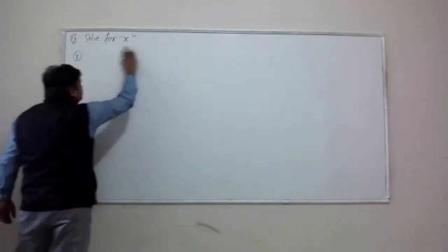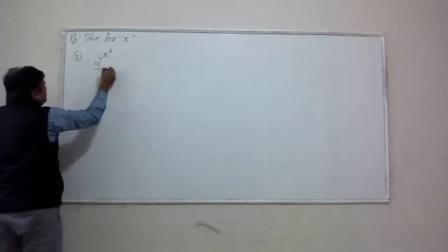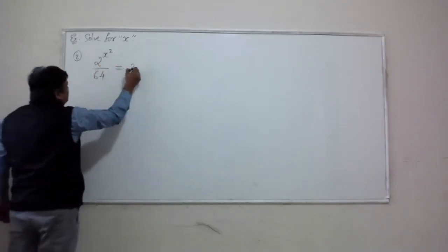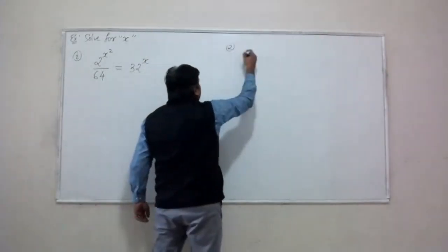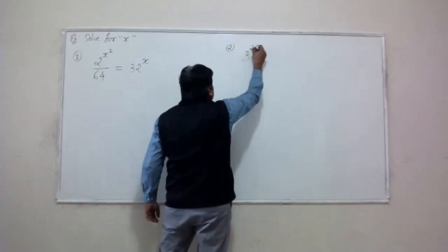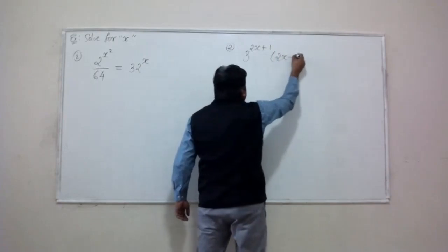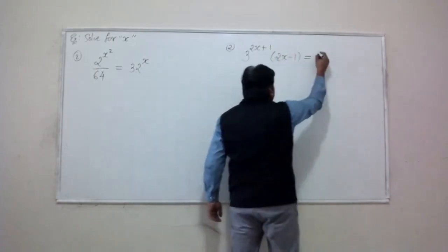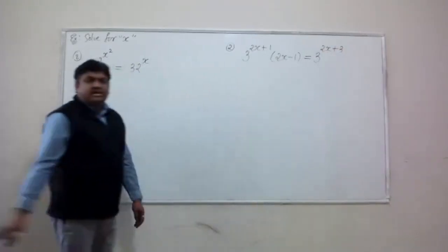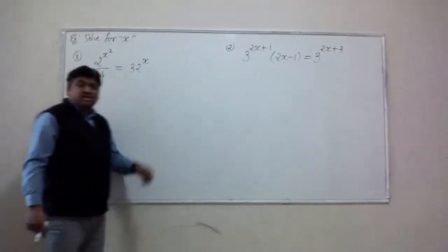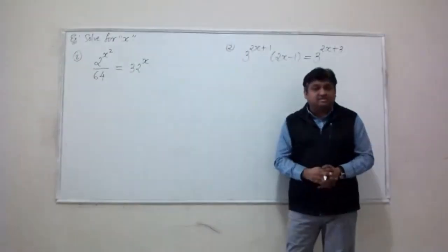Here is number 1. Let's say we would like to solve 2 to the x square over 64 equal to 32 to the x. And here is the second example. Let's say we have 3 to the 2x plus 1 times 2x minus 1 equal to 3 to the 2x plus 3. All right. The first problem, it's a straightforward problem. We did series of problems like this in the class.